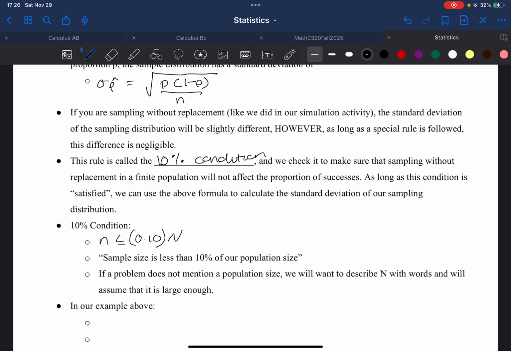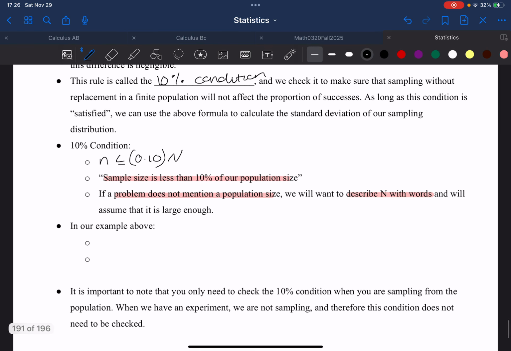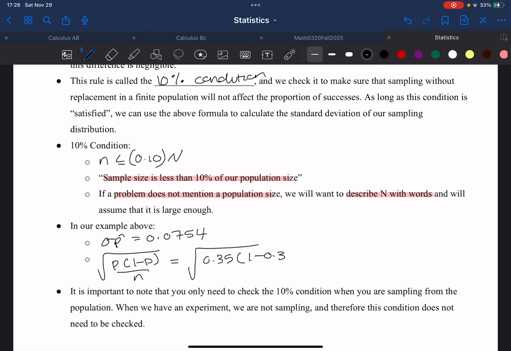If a problem does not mention population size, we have to describe N with words. In our example above, we had sigma of p hat equal to 0.0754, and we found that using the formula of the square root of p times 1 minus p over n, which is the square root of 0.35 times 1 minus 0.35, all divided by 40, and that gave us the answer that we found there.